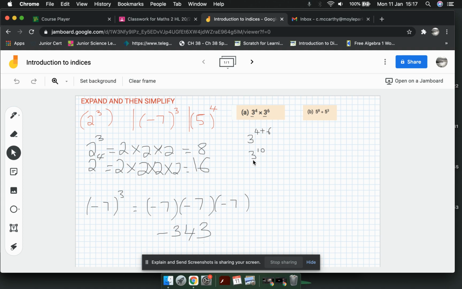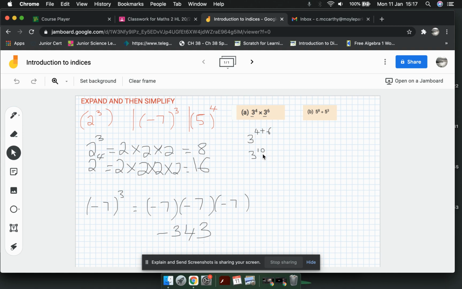Okay, so the rule is, if you're multiplying a number and an indice by a number and an indice, and they're the same base number, you can actually add the indices together, and you'll get a value that you can simplify as 3 to the power of 10 in this case.